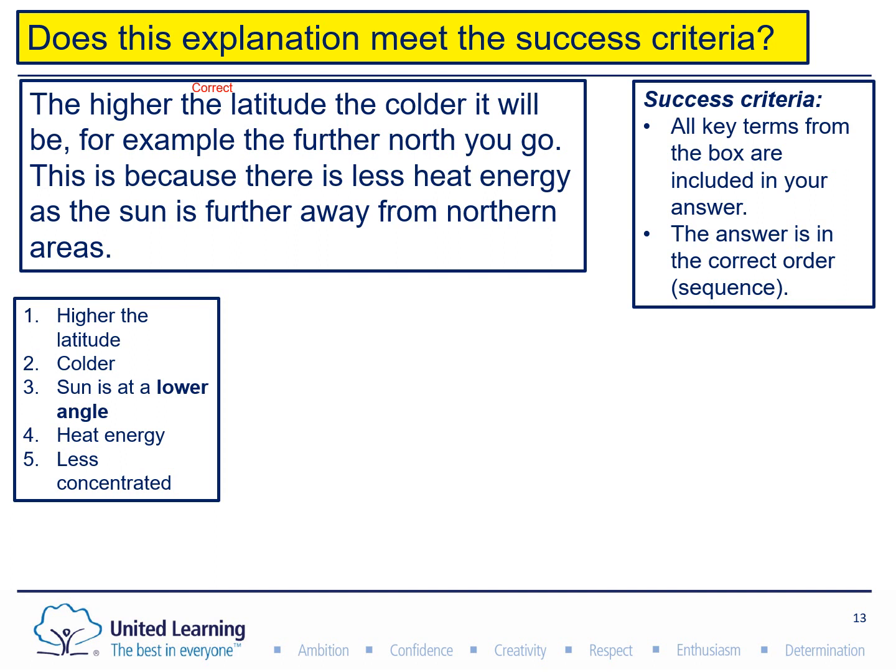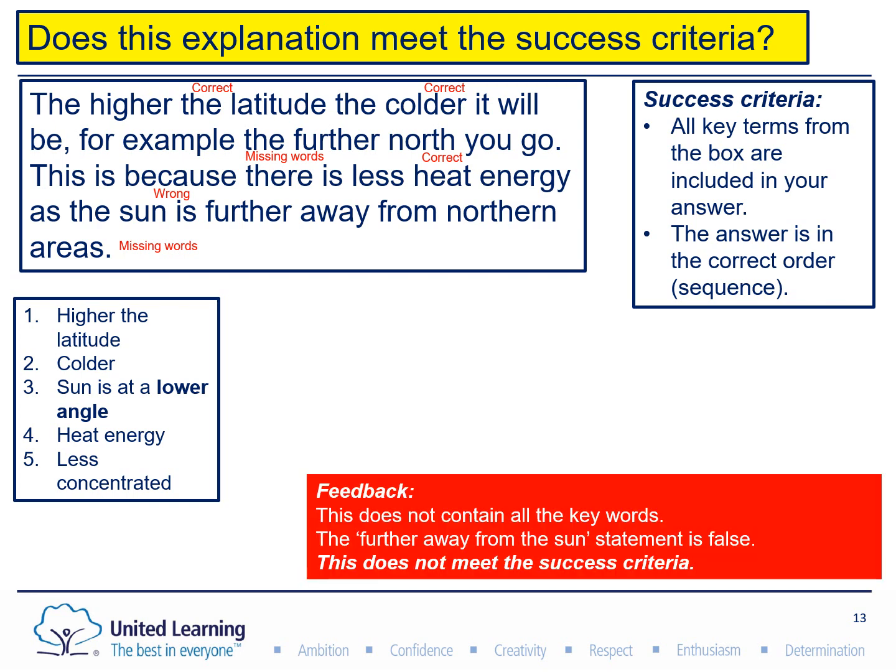Well, the first part is correct. It does get colder the higher you go. But there are some missing words here. Right, it also says the sun is further away, and that is wrong. And also they haven't explained it further. Okay, so this does not contain all the key terms. The further away from the sun statement is false, so this does not meet the criteria.